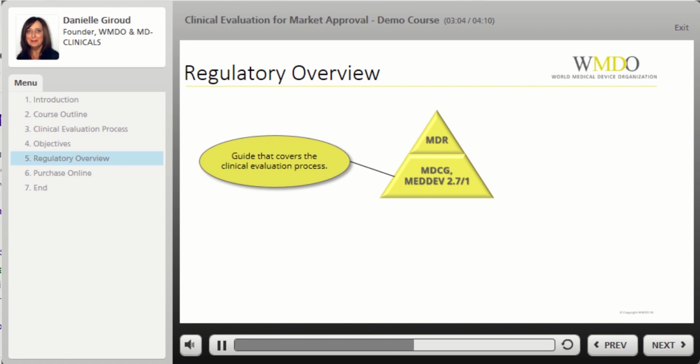Adhering to MEDDEV 2.7/1 ensures reasonable compliance with the MDR. Although the directive has undergone major updates in the past, its basic principles have remained the same, though more enforced and with more elaborate guidance.